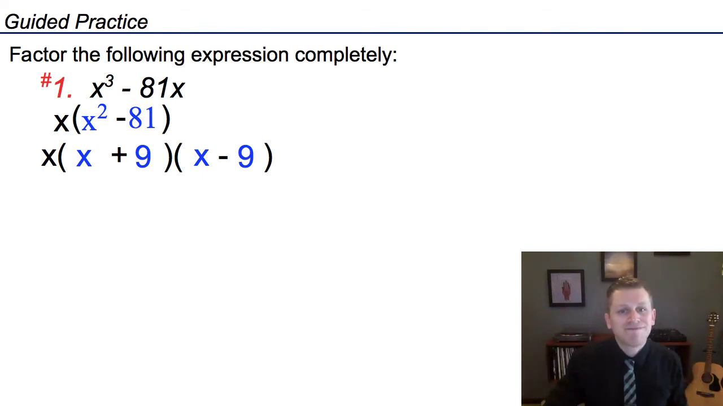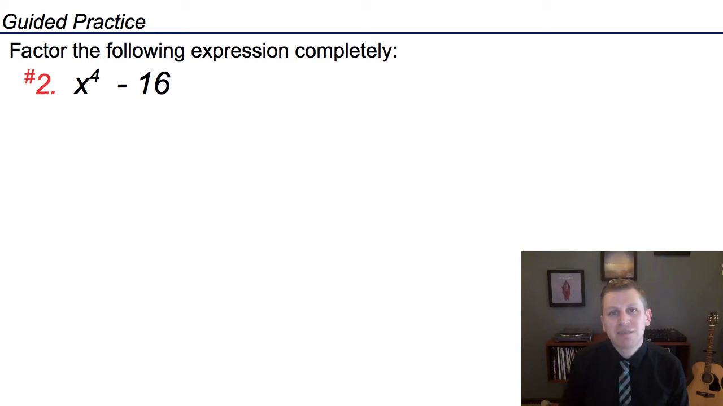Let's try another one. Here I want to see if I can factor this expression completely. When I look at this, I always start to think, can I use GCF to start? And the answer here is no. If I look at the first term in this expression, there's only variables here. There's no constants. And when I look at the second term, it's just constants. There's no variables. So I can't take out a GCF because one term doesn't have any variables and the other term doesn't have any constants.